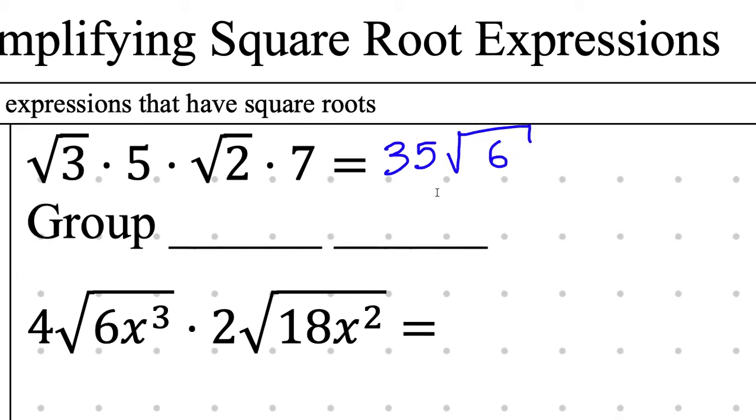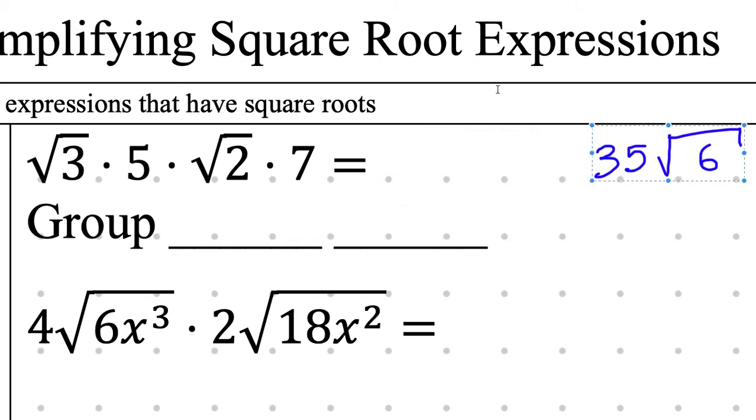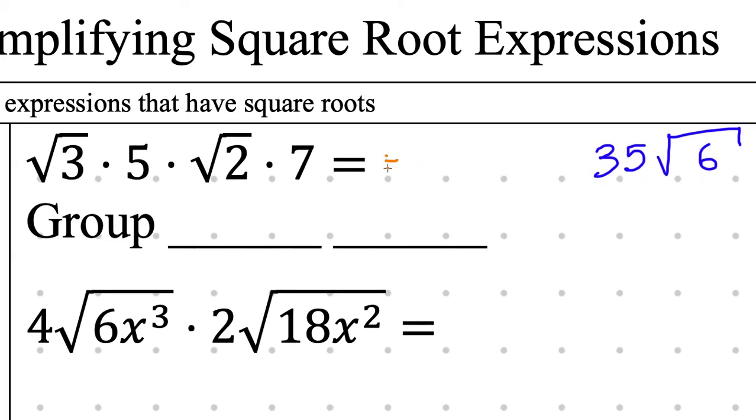And as an intermediate step, if you're not able to jump right there, it would be the same thing as 5 times 7 times the square root of 3 times 2, all under the square root. Yeah, thank you, Charles.